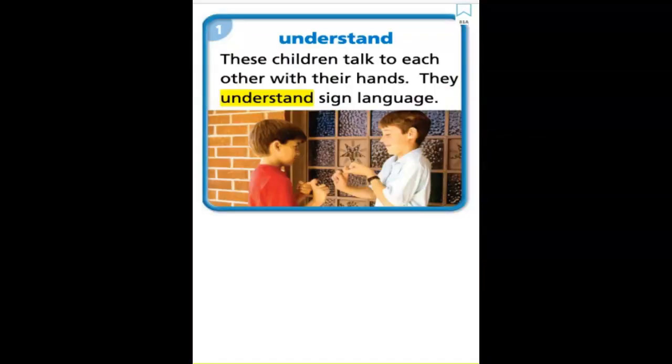Ready? Number 1, understand. These children talk to each other with their hands. They understand sign language. What does it mean? If you understand something, you know what it means. Think about it. Do you or someone you know understand more than one language? Explain. One example would be, yes, I understand 2 languages. I understand English and Spanish. Do you know someone who understands more than one language? Talk it over. Write your answers.